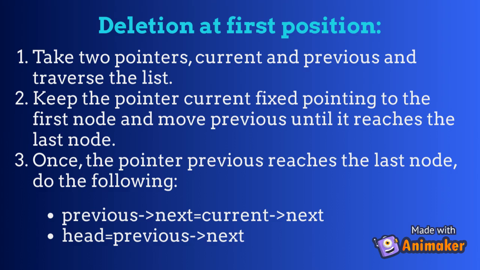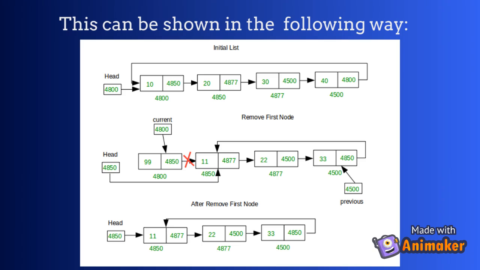Deletion at first position. Take two pointers, current and previous, and traverse the list. Keep the pointer current fixed, pointing to the first node, and move previous until it reaches the last node. Once the pointer previous reaches the last node, do the following. Previous next is equal to current next. Head is equal to previous next. This can be shown in the following way.